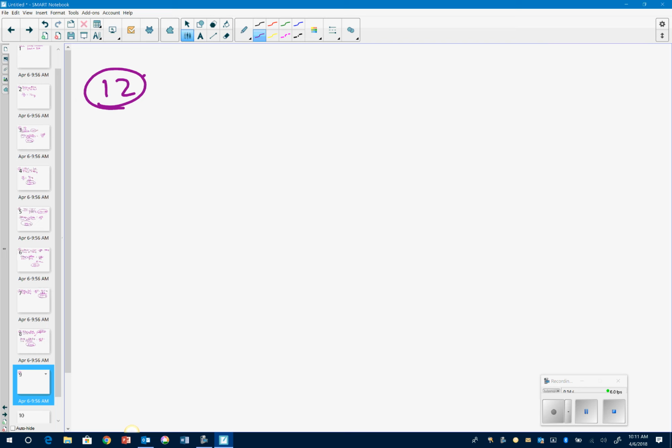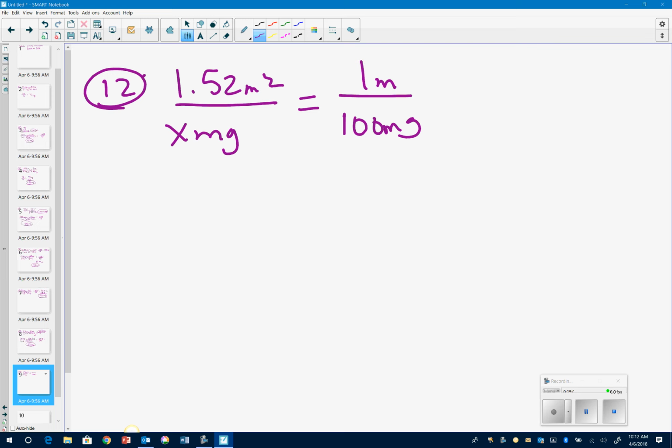Okay, so first you're going to do the BSA of the patient. So it's 1.52 meters square. Trying to find X milligrams. Okay, and then of course the ordered. So you're always going to do the ordered first. It's 100 milligrams per 1 meter square. Cross multiply, 1x goes on the bottom, 1.52 times 100 will be 152. So you have 152 milligrams.